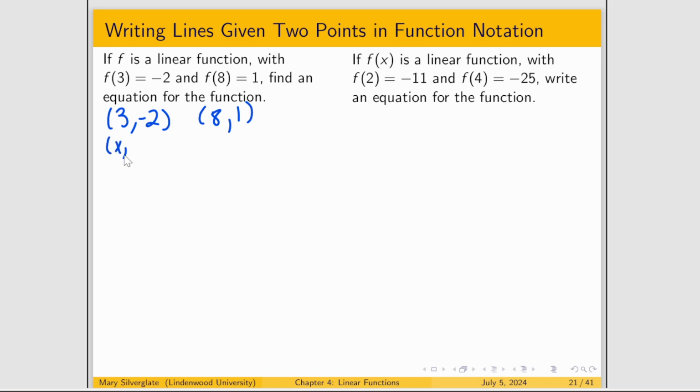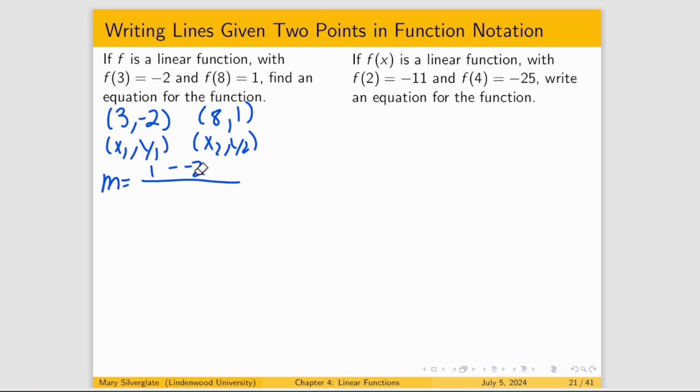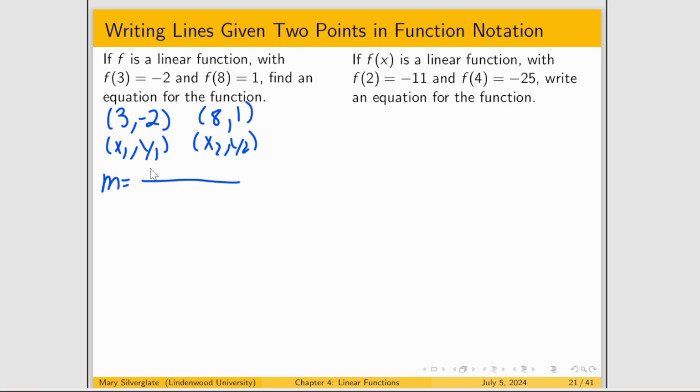I'm going to go ahead and label this arbitrarily x1, y1, x2, y2, and then I'm going to do the same steps I've been doing. So remember, slope is y2 minus y1 over x2 minus x1. That I can plug in exactly as I was saying. So y2 is 1, y1 is negative 2, x2 is 8, x1 is 3. So just plugging in the exact same order. 1 minus negative 2 is 3, 8 minus 3 is 5.